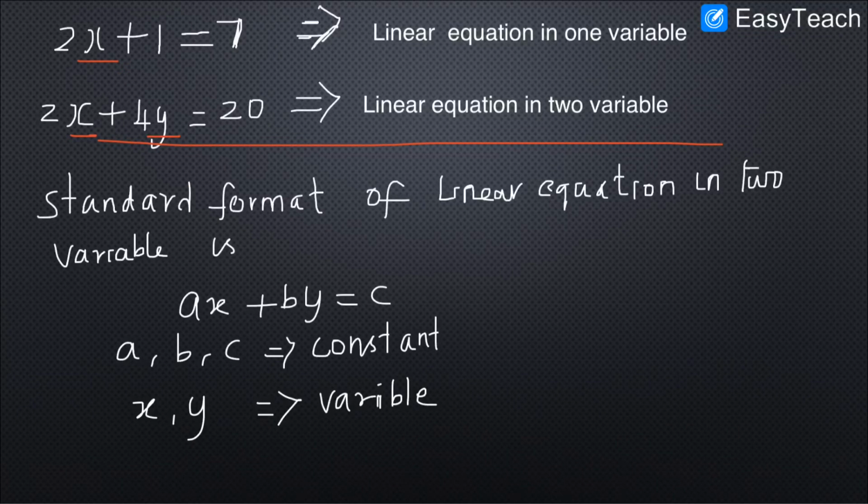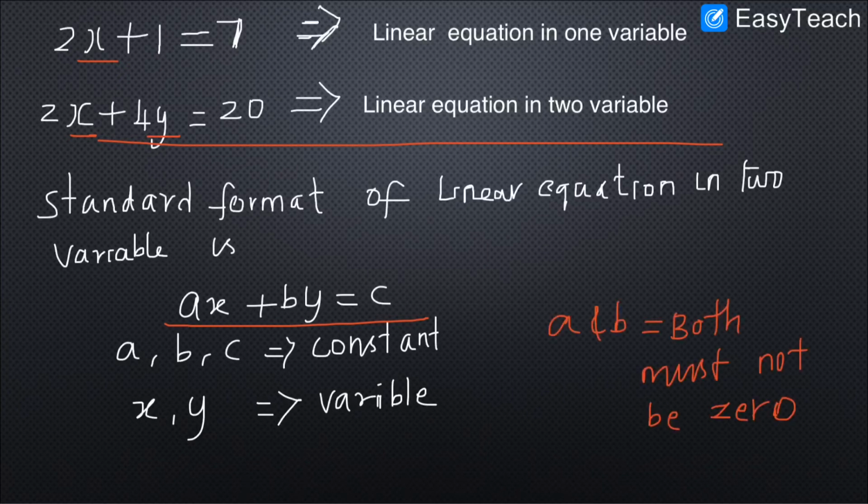So the standard format of a linear equation in two variables is ax plus by plus c equals 0, where a, b, c are constants, x and y are variables. And a and b both must not be 0. If both are 0, then the equation will not exist.